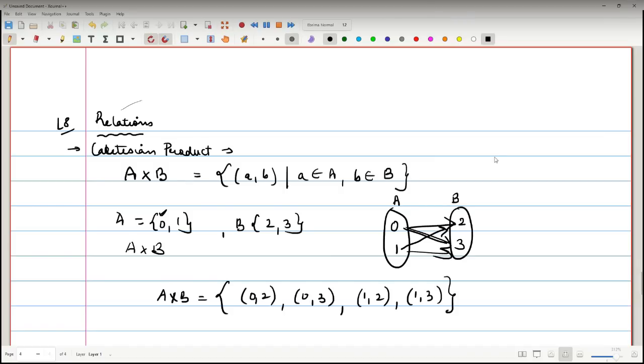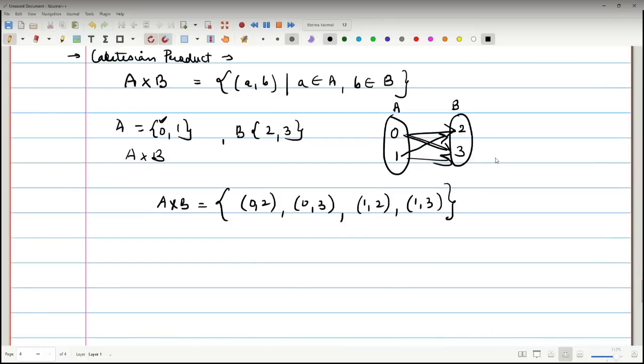Okay. Is this part clear? I will do more questions, but is the concept clear? What is Cartesian product? Yes, sir. Good. So you have to remember that in sets we said the order was not important. But in Cartesian product, the order is important. (0, 2) is not equal to (2, 0).